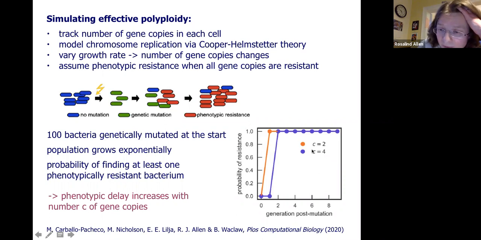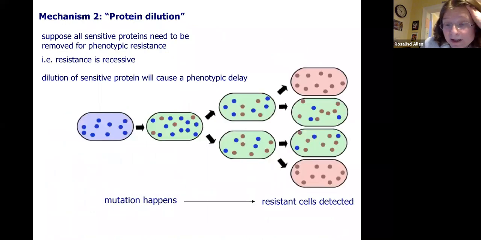So when C equals 4, so a fast growing population with large effective polyploidy, we have a longer lag in seeing resistance in the population than when we have fewer copies of the gene. So our simulations do indeed do what we expect them to do regarding having a phenotypic delay caused by this polyploidy. Okay. So that was the first mechanism that we were investigating here, but it's not the only way that you can get a phenotypic delay in bacterial antibiotic resistance.